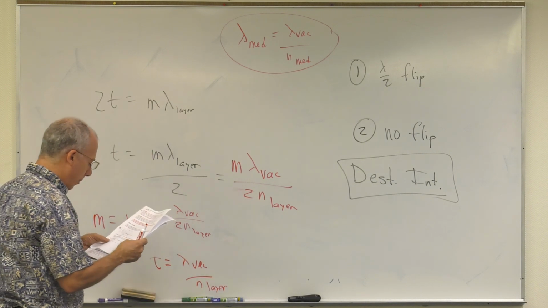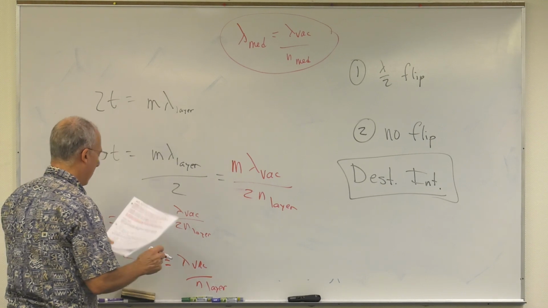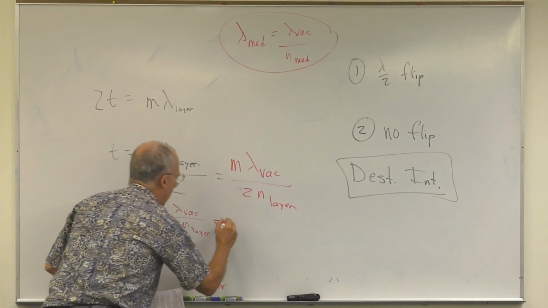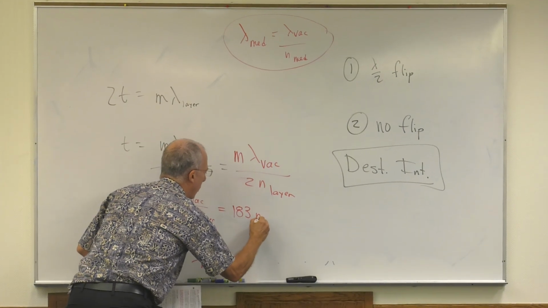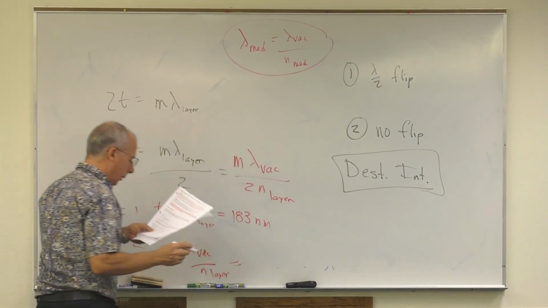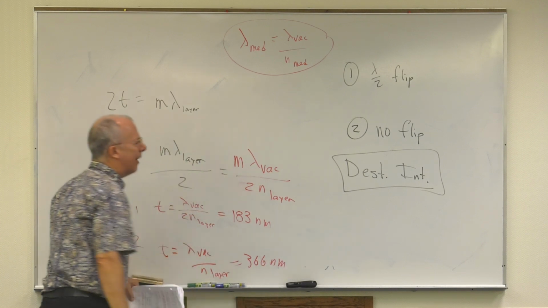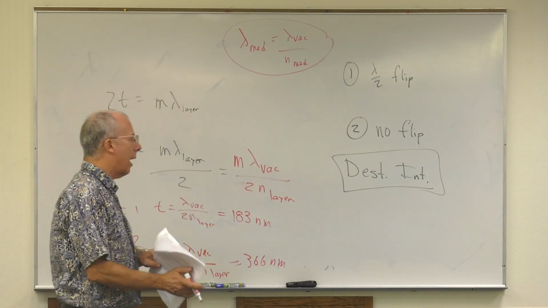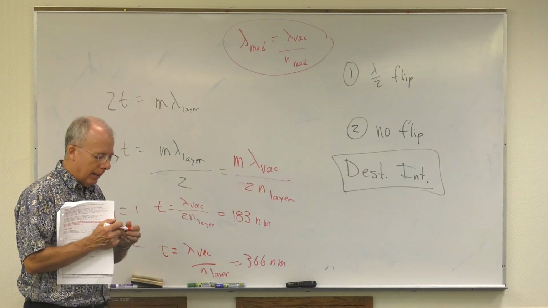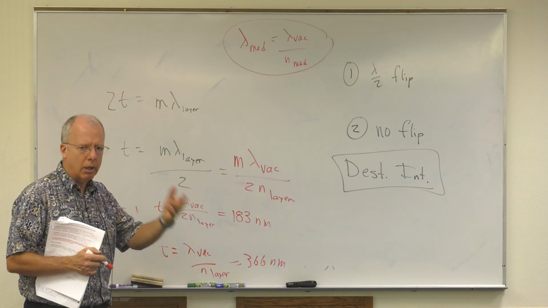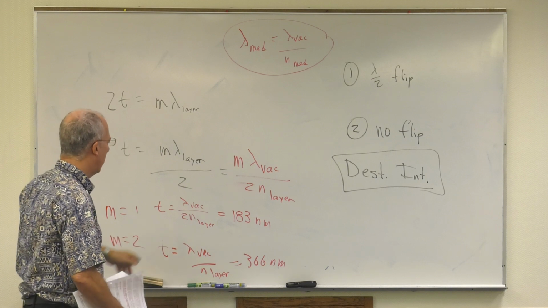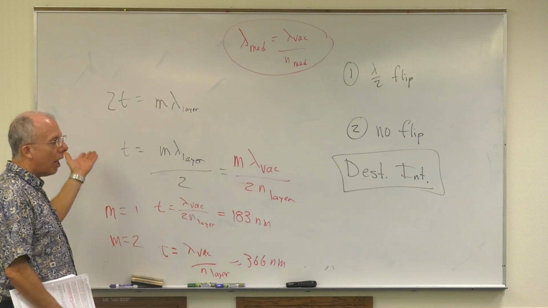I promise you, if you plug it in, you get 183 nanometers. And for this one, you get 366 nanometers. Don't convert to meters. It's a waste of time, because these are really small, thin films. So just leave it in nanometers. So there you go.